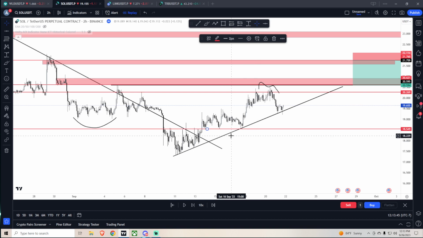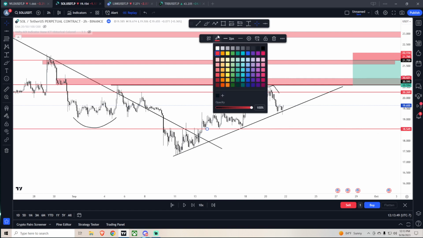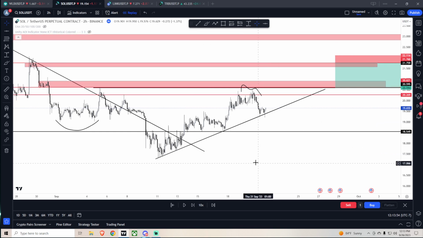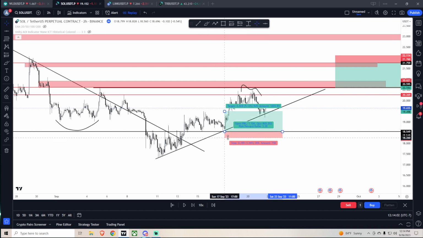You also have confluence of support, right? So you're not going to just trade something based off trend lines. You want as many confluences as you can find. So we have horizontal support, trend line support. So you're going to long with your stop loss below support levels. So for example, if you had longed there, stop loss below, somewhere there.